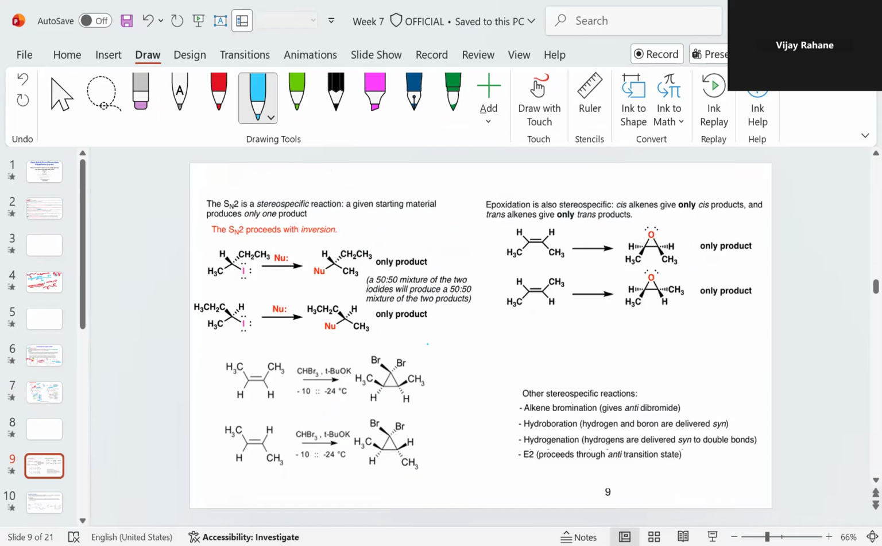Now let's take the example already discussed, the SN2 reaction. If you have any nucleophile and leaving group, the nucleophile attacks exactly the opposite side to the leaving group, and we get the inverted configuration in the product, right?